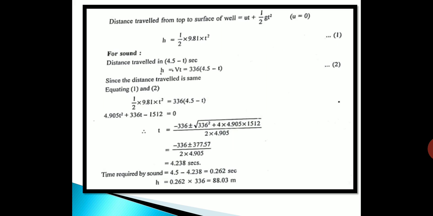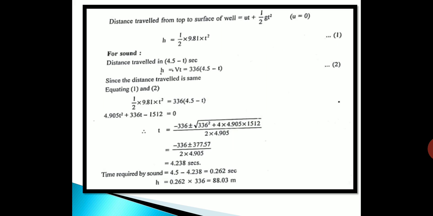Now once we get this value, we can get h very easily. So substituting this in the equation for h, that is v into t, h is equal to v into t. V is the velocity of sound, which is 336, t is the time of sound, which we have got as 0.262. We get h as 88.03 meters.